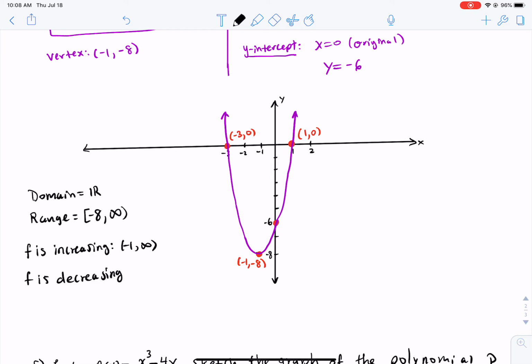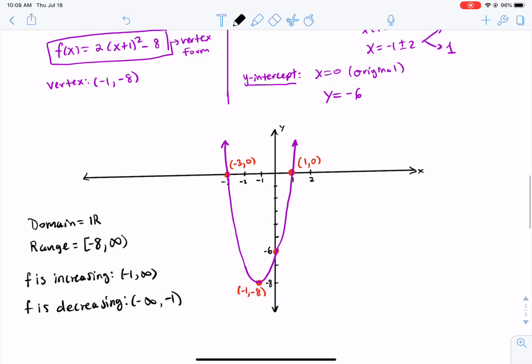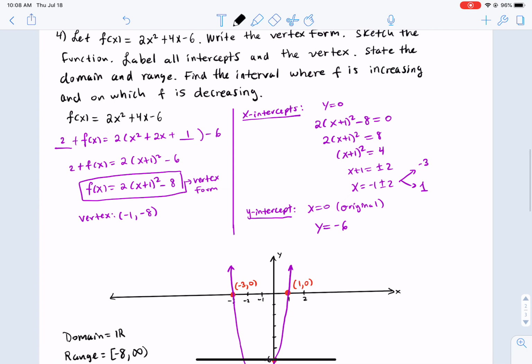From negative infinity to negative 1, like that. So hopefully that makes sense. Let's see if you answer all of the questions, right?